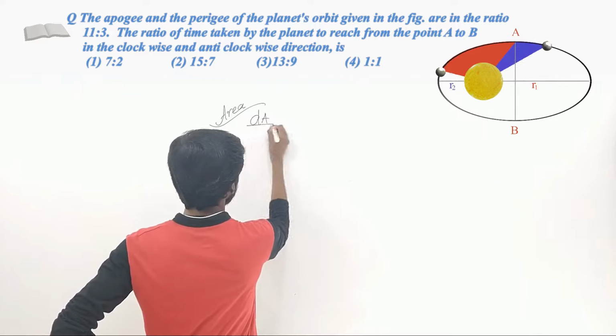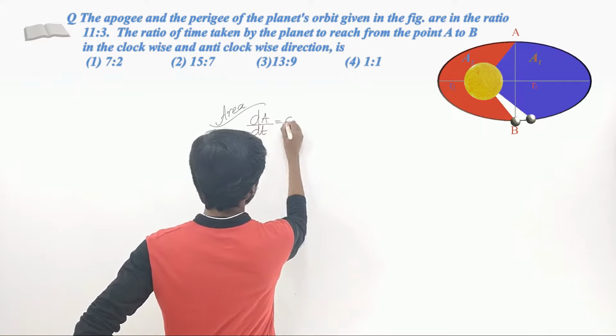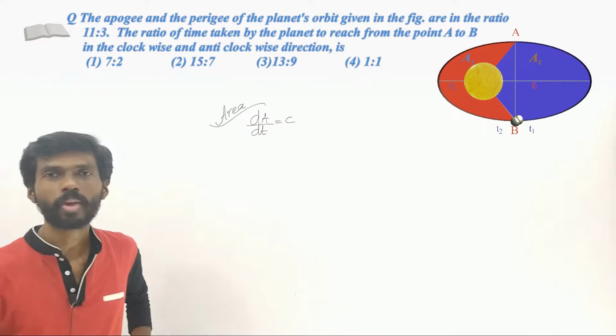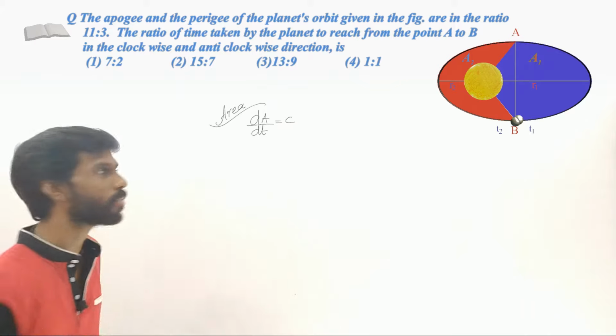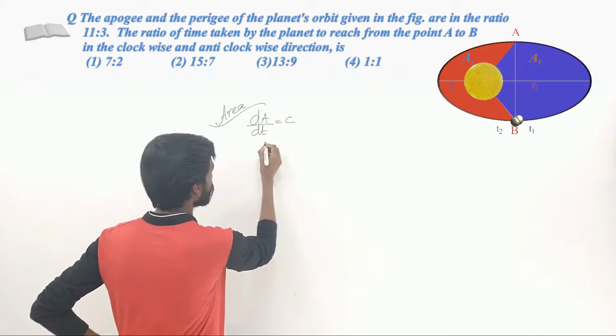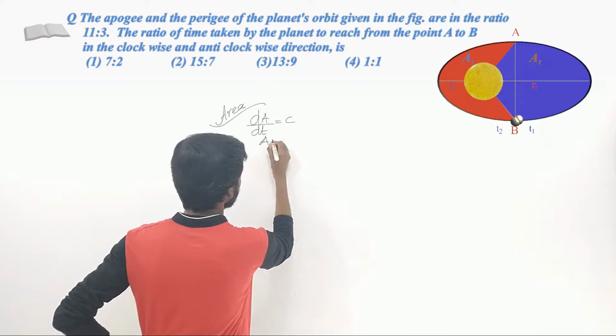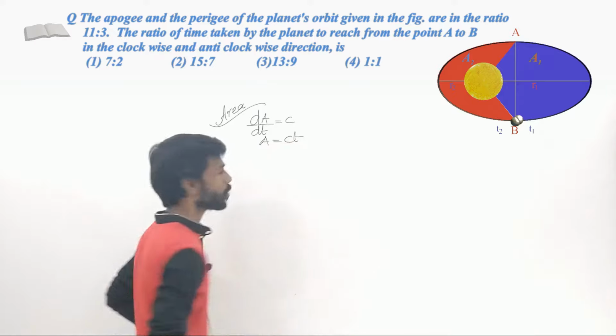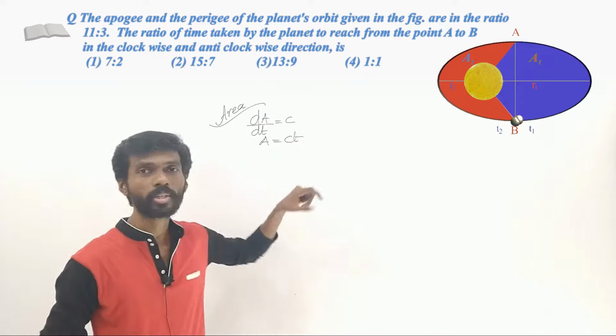So dA divided by dt is a constant. The rate at which the area is swept by that line segment is a constant value. So dA by dt is a constant. On integration, this gives you A equals Ct. So the area is proportional to the time taken.